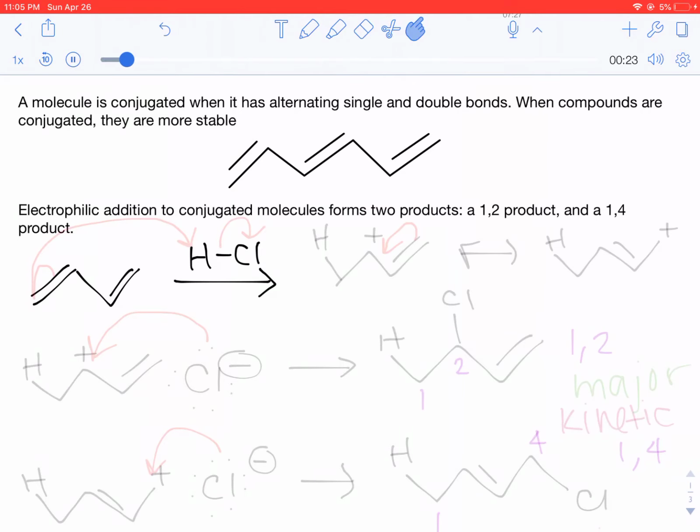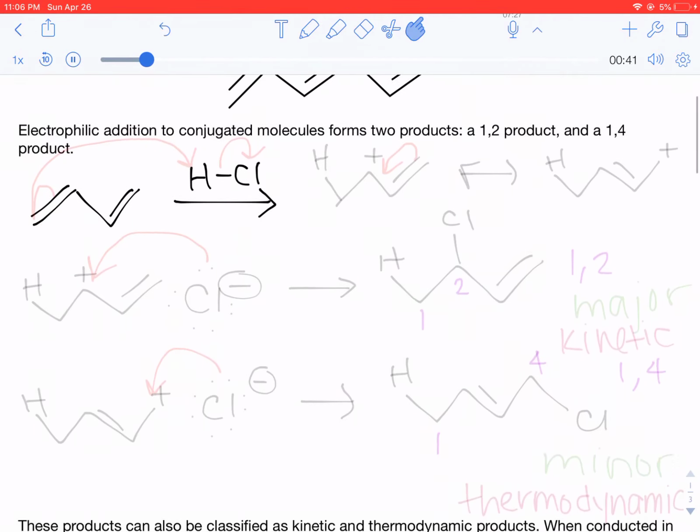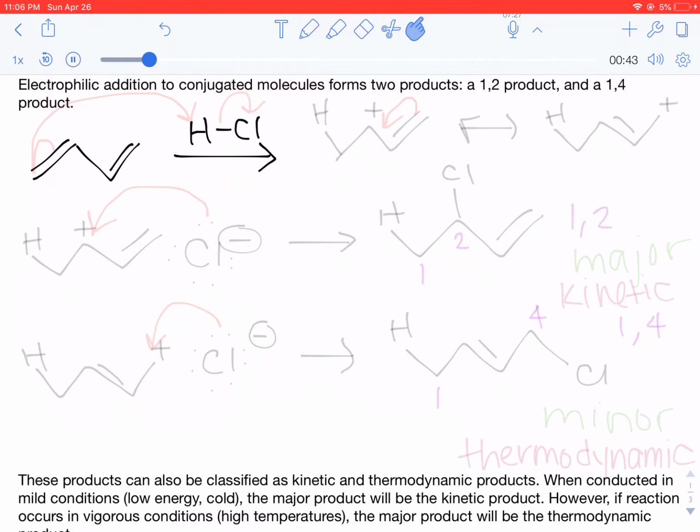So right here is an example of a conjugated molecule. As you can see, the double bonds are alternating from double, single, double, single, double. Forming an electrophilic addition to a conjugated molecule will give you two products, a 1,2 product and a 1,4 product. In this example, we're going to perform an electrophilic addition to 1,3-butadiene by adding hydrochloric acid.